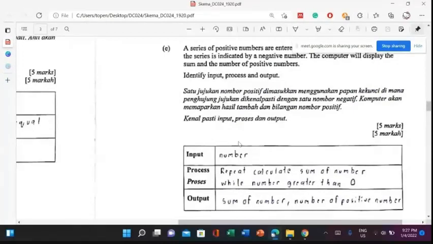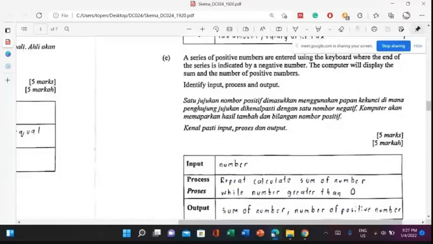So let's look. Okay, this question looks similar to the 2018-2019 question. A series of positive numbers are entered using the keyboard where the end of the series is indicated by a negative number. So it means it will stop once a negative number is entered. The computer will display the sum and number of positive numbers. So now there are 2 outputs. The first one is sum and the second one is number of positive numbers.